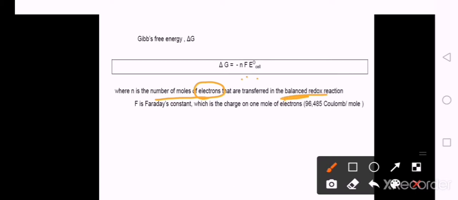So yung N na ito yung kina-cancel natin in the previous problems. And F naman is the Faraday's constant. Laging tatandaan, Faraday's constant is equal to 96,485 coulomb per mole. Okay, so yung E naught or cell potential na discuss natin dun sa previous lesson natin.